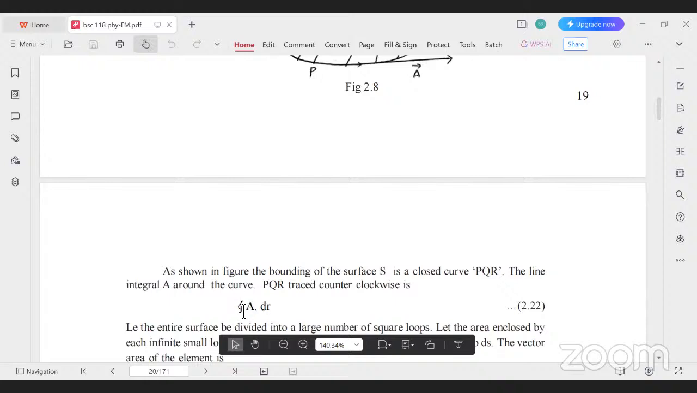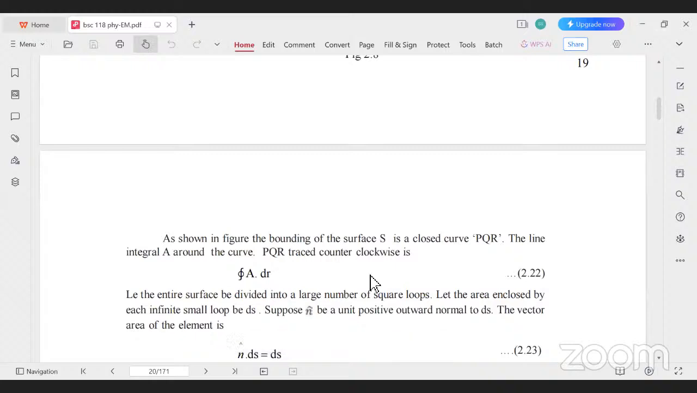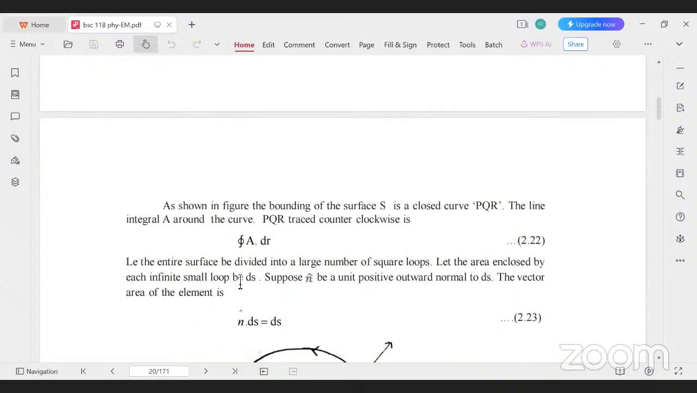This is a flux. The symbol of the flux is this. So flux means many lines will be there. So the symbol of the flux is A dot dr.